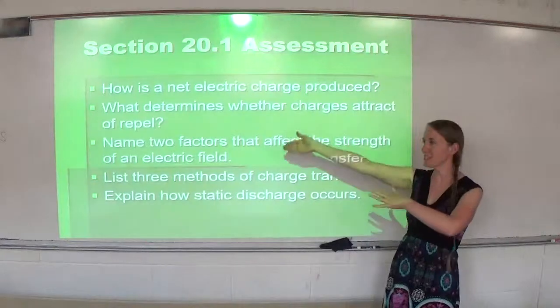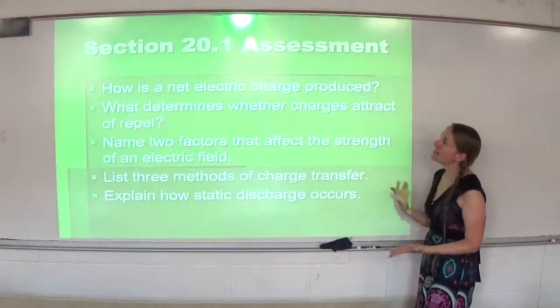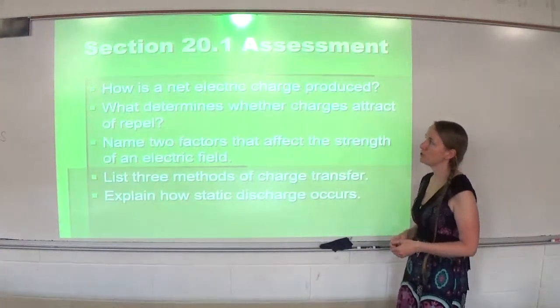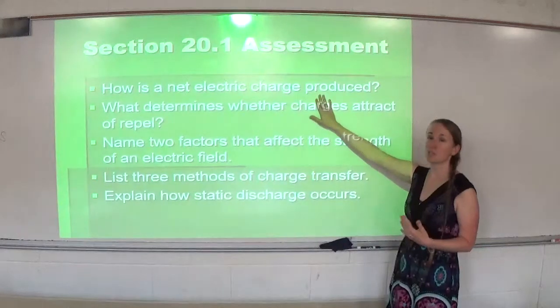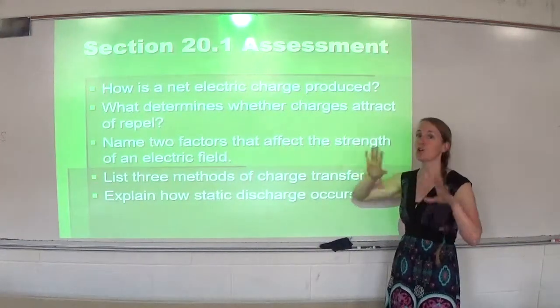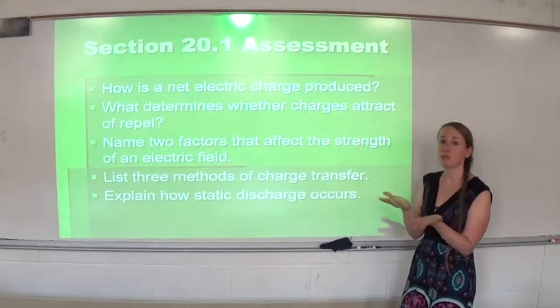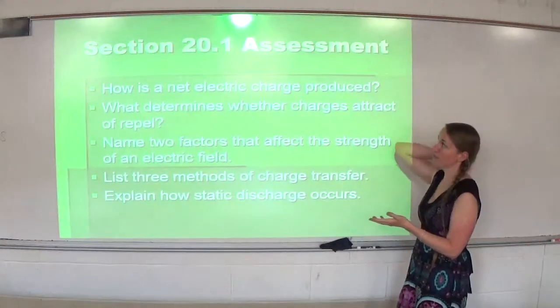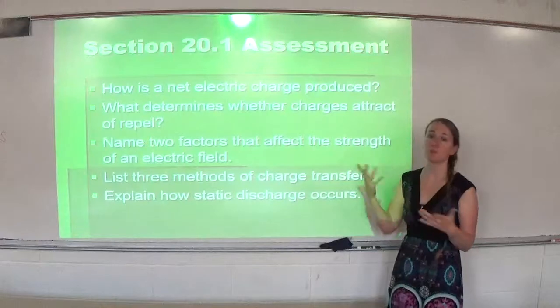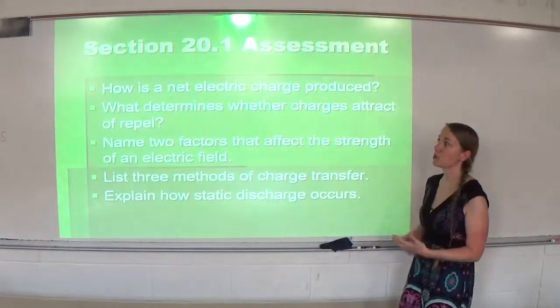Alright, so section assessment. How is a net electric charge produced? Well, a net electric charge is produced as long as your charges don't cancel. So if you have the same amount of positives and negatives, it will cancel and be neutral. So as long as your charges don't cancel, that's when you have a net electric charge, when your charges don't cancel.